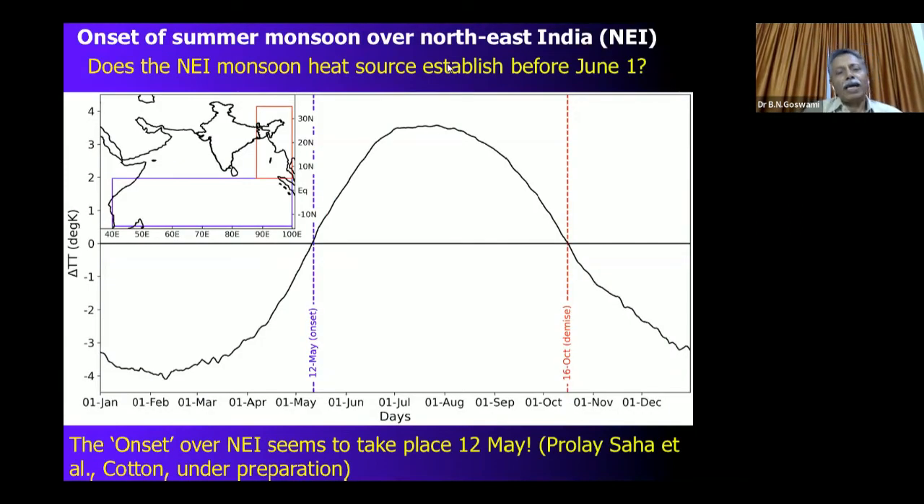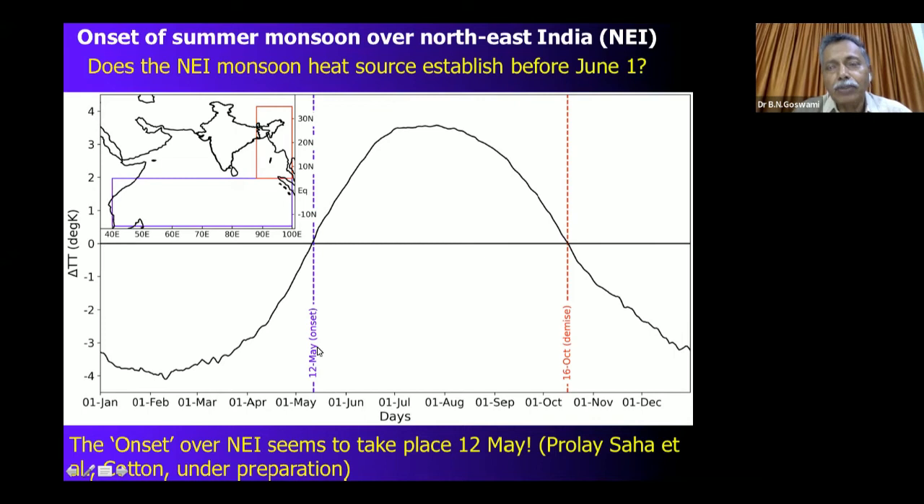So if we define, look at the heat source in this region, not over the whole region. So what happens to the heat source in the northeast? If the heat source in the northeast becomes positive, then compared to the south, so we plotted this climatological position of the tropospheric temperature gradient in this region. It turns out that it crosses zero around 12th of May.